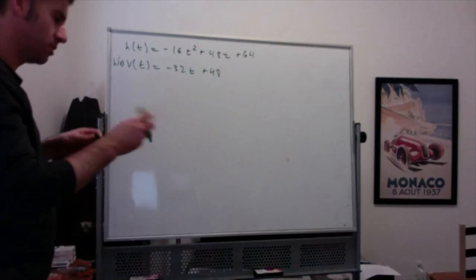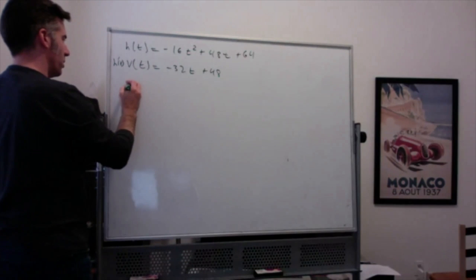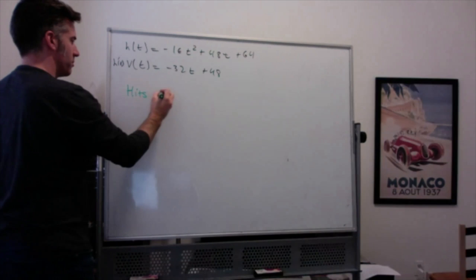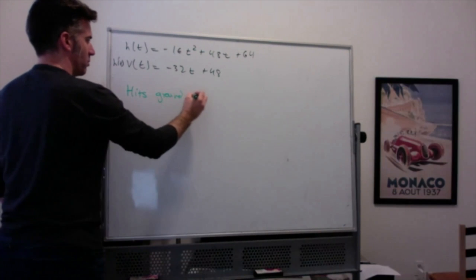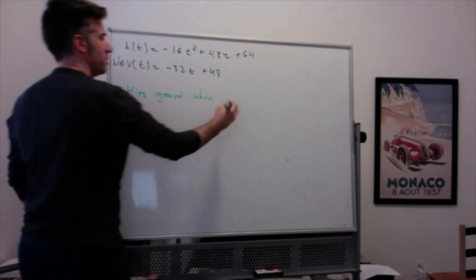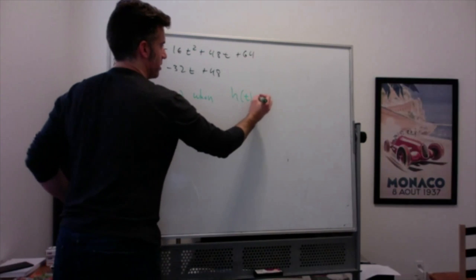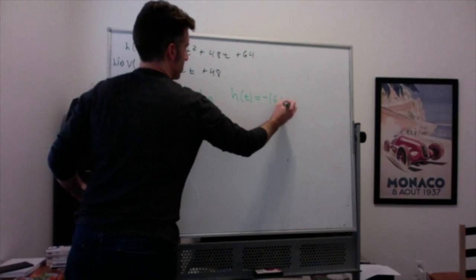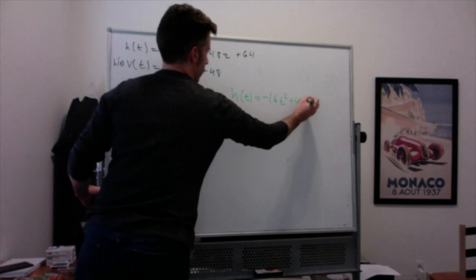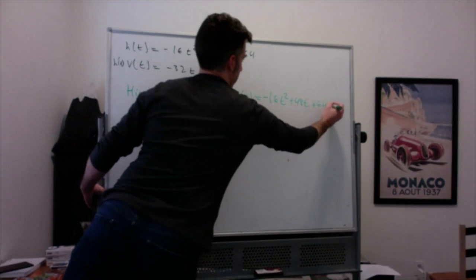So, notice this looks right. So, the ball hits the ground when the height h of t, which is negative 16t squared plus 48t plus 64, is equal to 0.